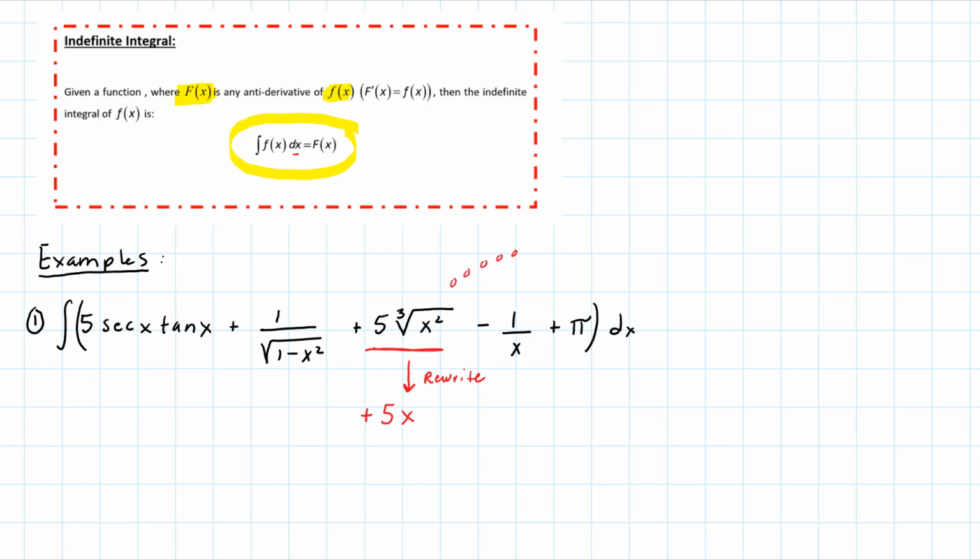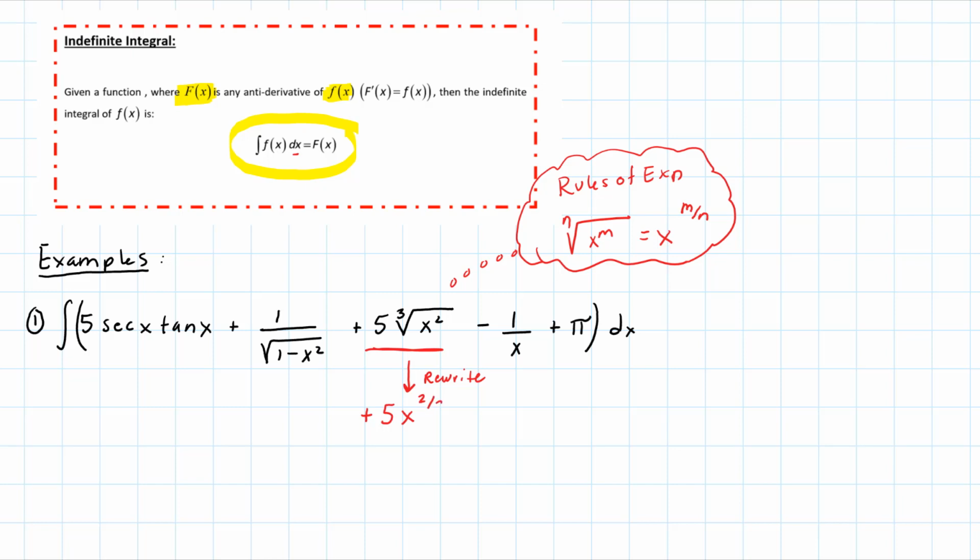So, a little bit of algebra review here. When we have the nth root of x to the mth, we can rewrite that as x to the m over n using my rules of exponents. And we do want to remember all those little algebra things that help us do calculus efficiently. So we've got 5x to the, since it's the cube root of x to the second, that becomes x to the 2/3.